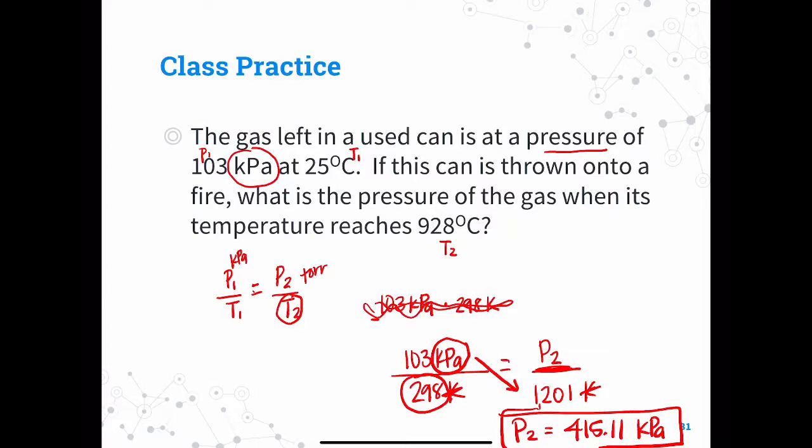So you have two practice problems there to do on your own. I'm going to pause here and let you do those, and then we'll come back together and look at them in just a second.